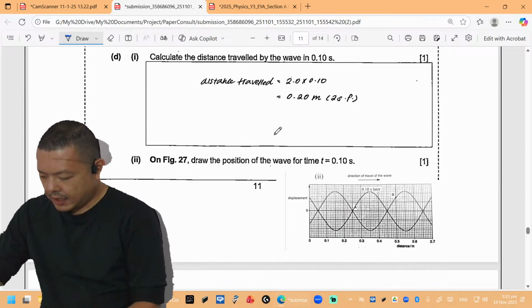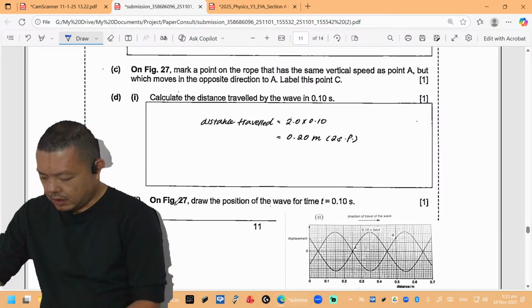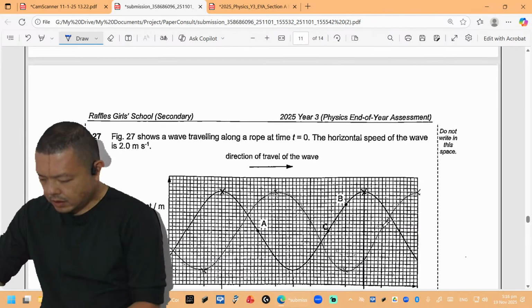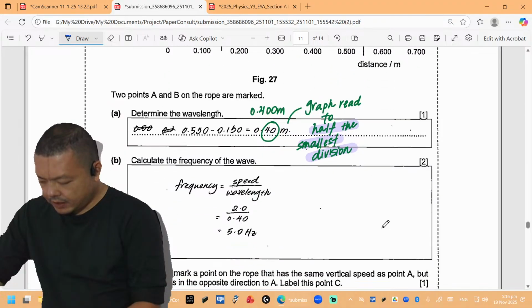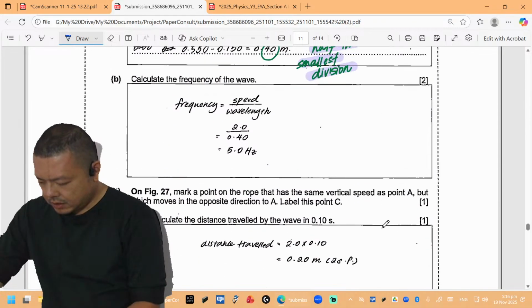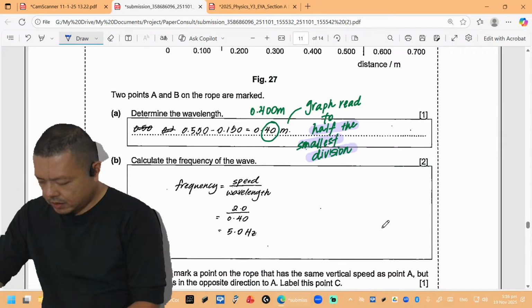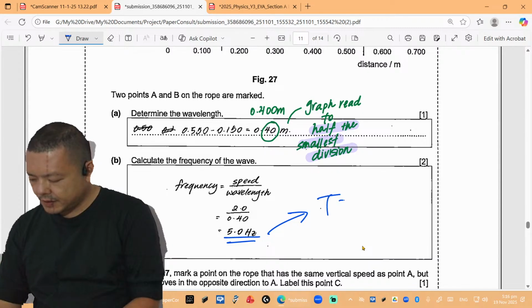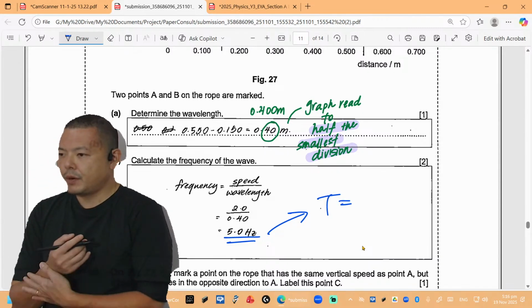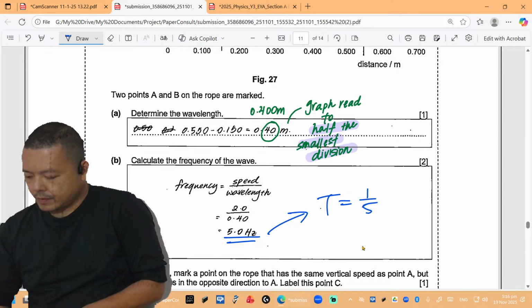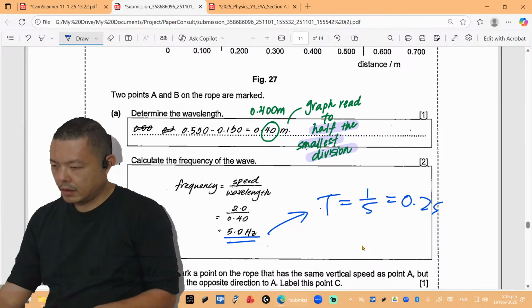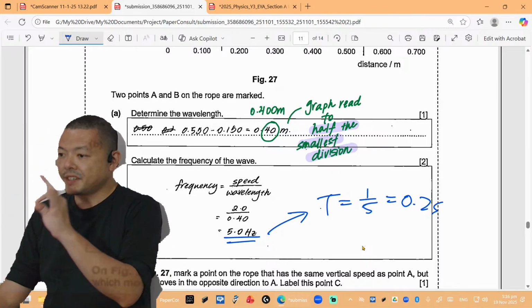27D part 2, is it? On figure 27, draw the position of the wave for t equals 0.1 seconds. Okay. What is the period of this wave? Oh, you don't know the period. You only know the frequency. So give me the period first. Frequency of 5, period is what? 1/5. Okay? 1/5 means what? 0.2 seconds. Okay? So the time taken for one full wave is 0.2 seconds.